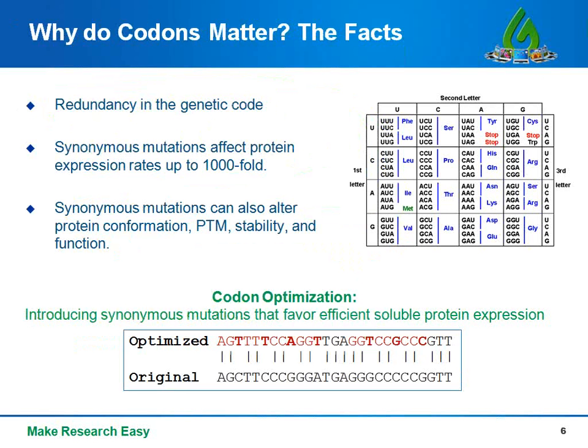So first, why do codons matter? Well, as you know, there is redundancy in the genetic code with 64 possible trinucleotide codons that correspond to only 20 amino acids plus the stop codon.